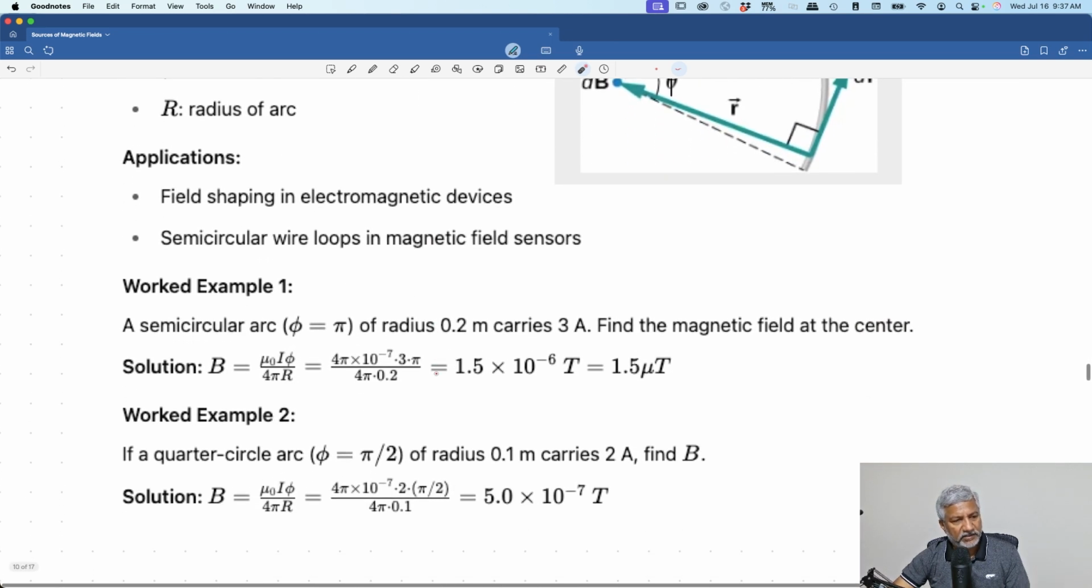So that's been used here to work out two problems where I've given you the angle in each case, and it should be in radians, remember that, and you should be able to use that formula directly to find the magnetic field due to the arc.